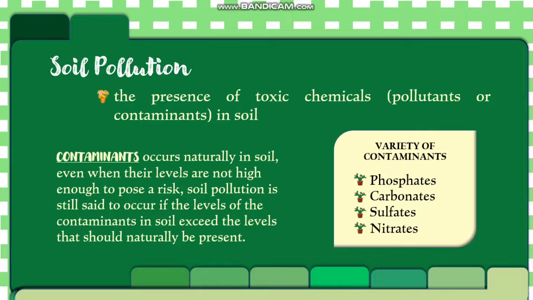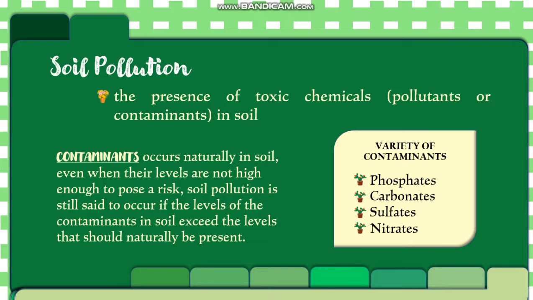Soil pollution is the presence of toxic chemicals in the soil. So those toxic chemicals ay pwedeng maging pollutants o di kaya contaminants. Sa case ng contaminants, it naturally occurs in the soil. Pero kapag ang level ng contaminants ay nag-exceed sa normal na level nito, ay magkakaroon ng pollution. So lahat ng soils, polluted man or hindi, ay nagko-contain ng iba't ibang compounds which are naturally present in the soil. So what are those contaminants?